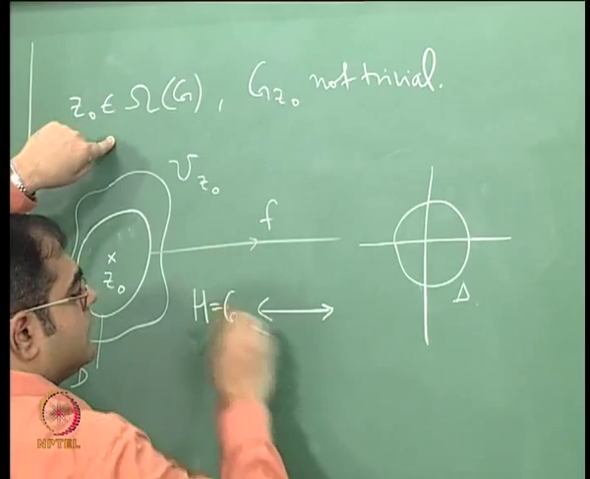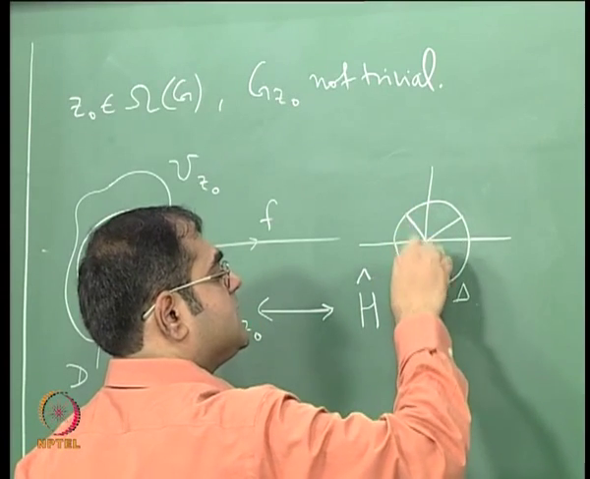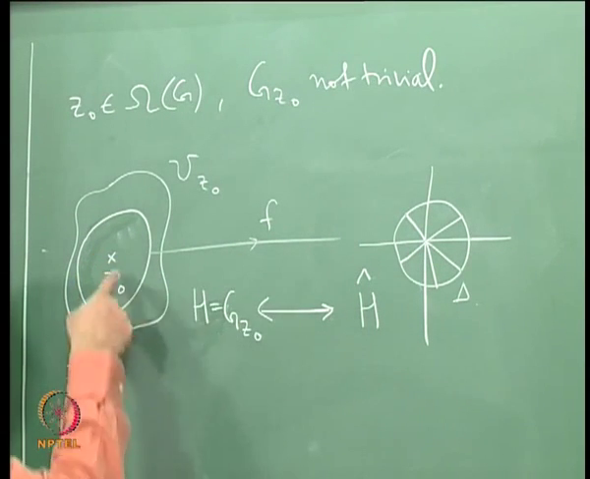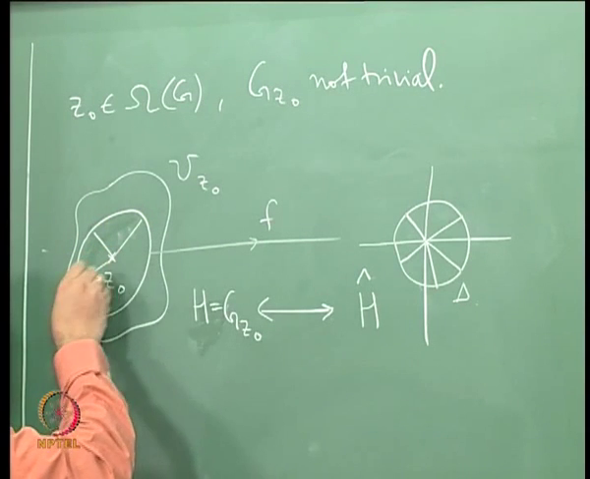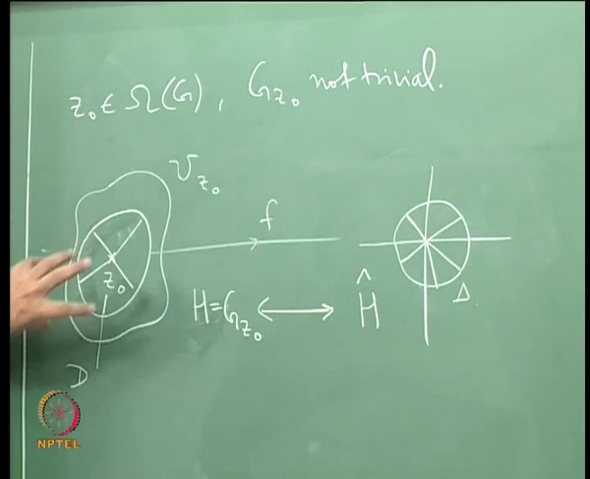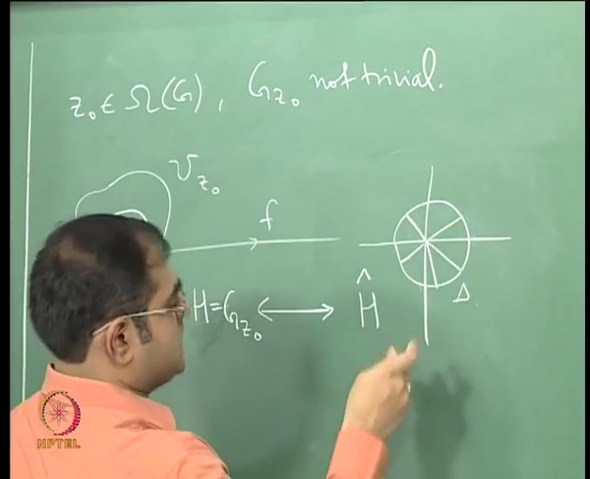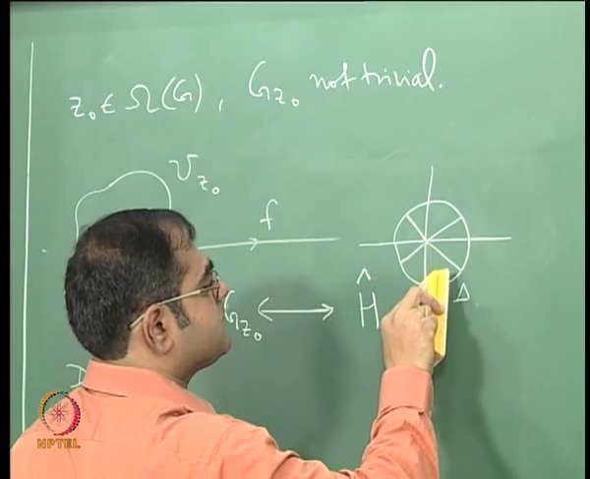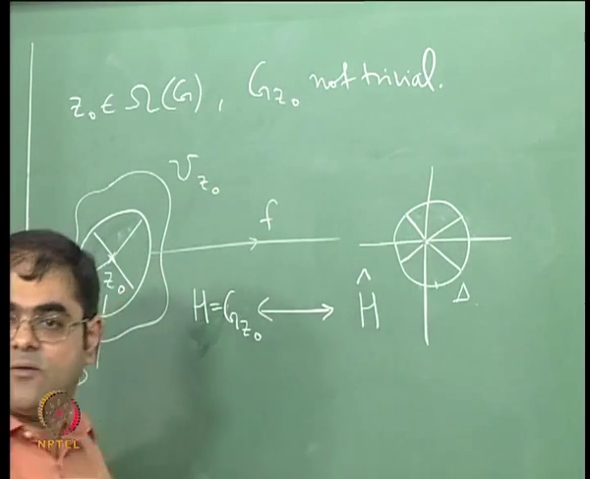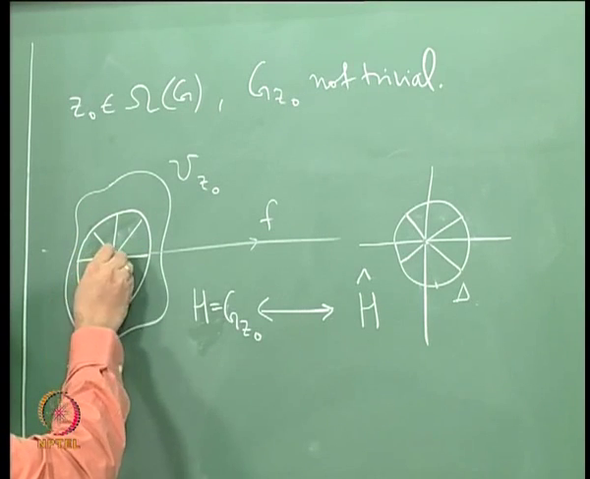Now that corresponds to the group H hat here, okay, and the group H hat is a group of rotations, so it will act like this. So the action of G sub z0 on this will look like pieces of the sectors just being rotated, okay. So this piece goes to the next piece, and this piece goes to this piece, this piece goes to this piece. That is how the group elements act. And that is going to be the same way in which the group elements are going to act here.